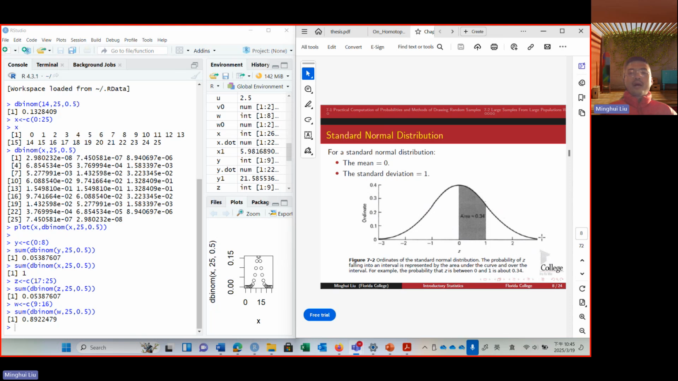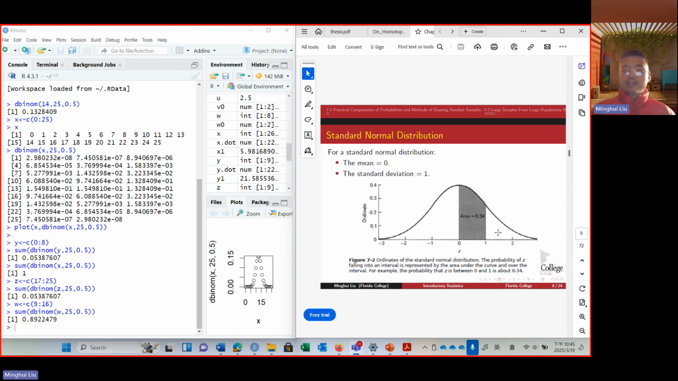Now, the total area under the curve is equal to 1. That represents the total probability of all the possible events. And if you restrict to a portion of the graph, such as the portion between z equals 0 and z equals 1, we can find the area, which is approximately 0.34.